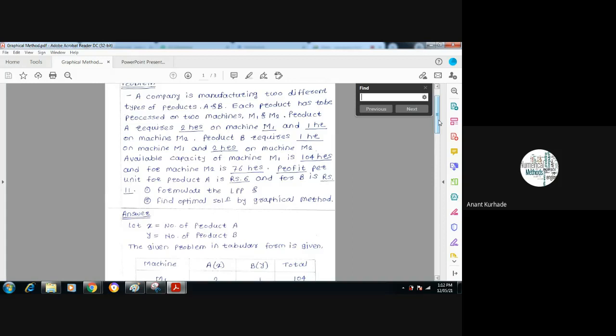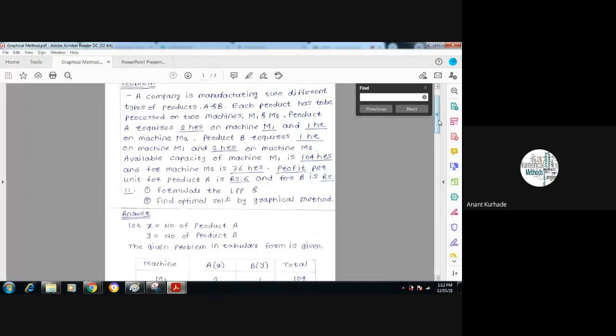Profit per unit for product A is... so here it is mentioned. See, in such type of problem, you have to find two words: profit or loss, or minimize or maximize. Here it is given as a profit, so you have to always think about how to maximize the profit. So profit for A type product is 6 rupees and profit for B type product is 11 rupees.